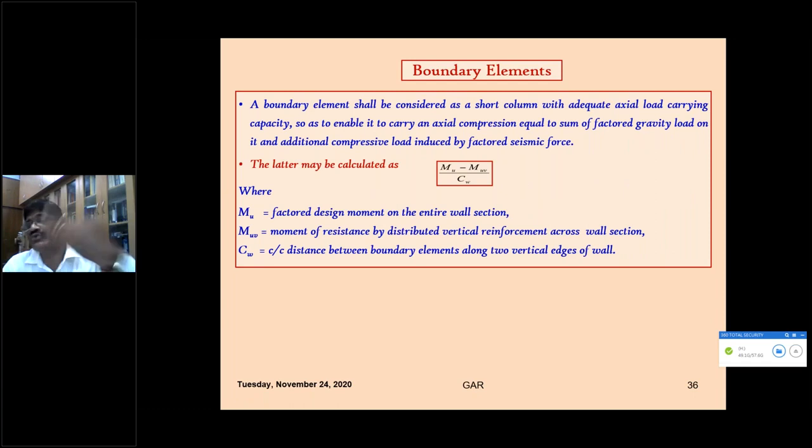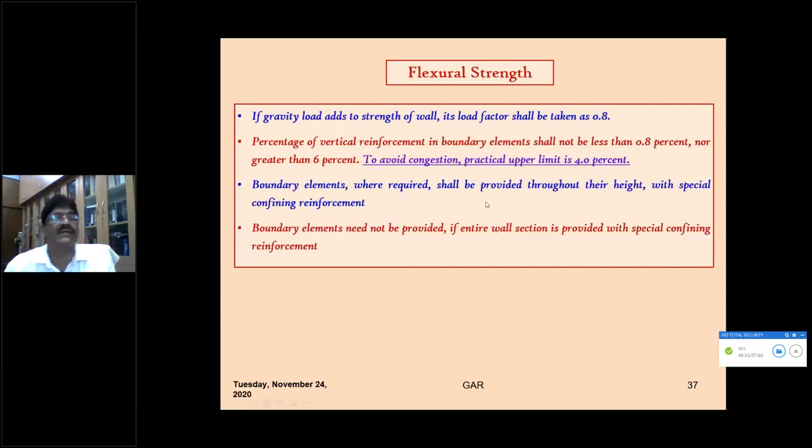So, the loads for the design of the boundary element: one can calculate the moment acting from the load and the moment on the shear wall, divided by the distance between the centers of gravity of the boundary elements, which gives the force acting in the boundary element. Once you know the amount of force acting on the boundary element, you can design it. The flexural strength of the boundary elements can be designed as column elements, and you know the detailing.